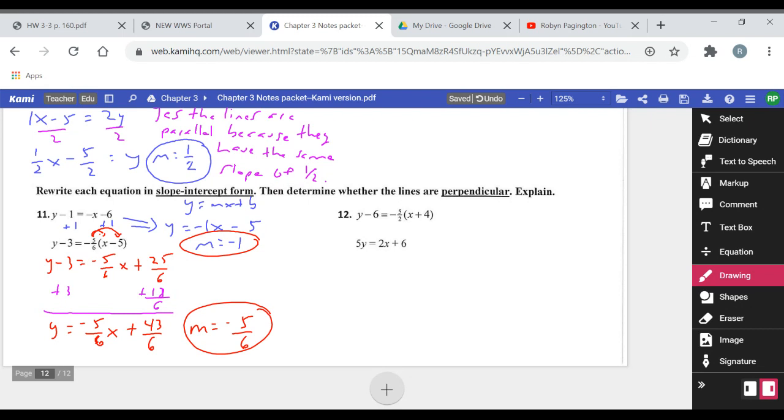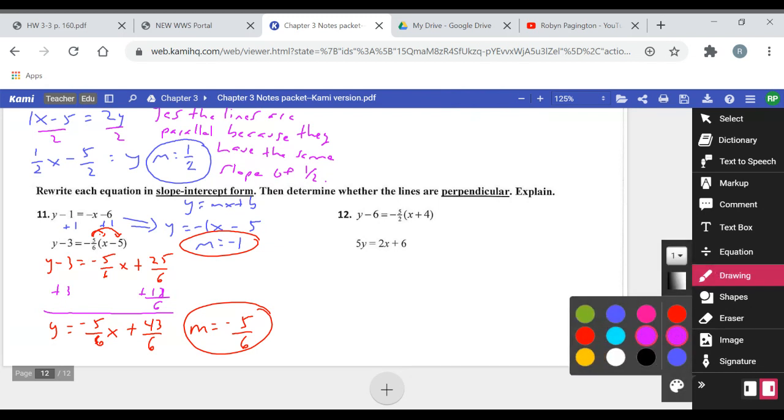They are not perpendicular because their slopes are not opposite reciprocals, is one way to say it. Again, if I take that negative 5/6 and I flip it and change the sign, I would get 6/5, and that's not the same thing. Or if I take -1/1 and flip it and change the sign, I would get a slope of 1, and that's not the same thing. So I just need to answer the question now.